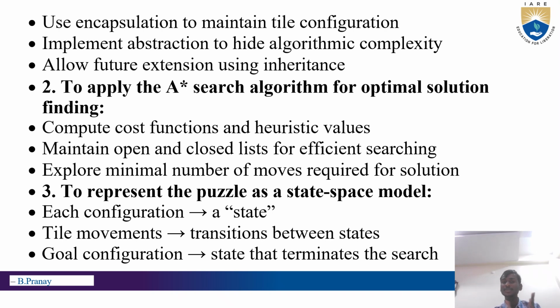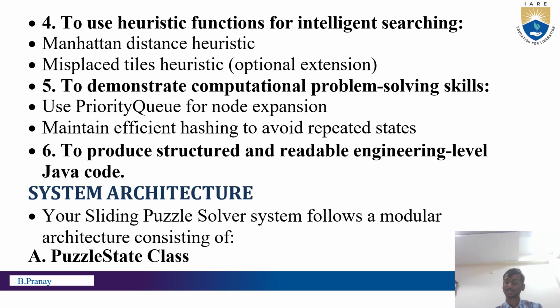Next, to represent the puzzle as a state space model: each configuration is a state, tile movements are transitions between states, and the goal configuration is the state that terminates the search. To use heuristic functions for intelligent searching: the Manhattan distance heuristic and the misplaced tile heuristic. And to demonstrate computational problem solving skills: use a priority queue for node expansion, maintain efficient hashing to avoid repeated states, and produce structured and readable engineering-level Java code.